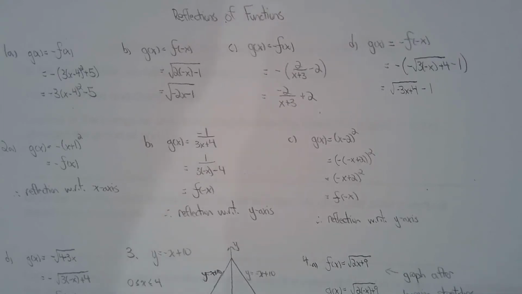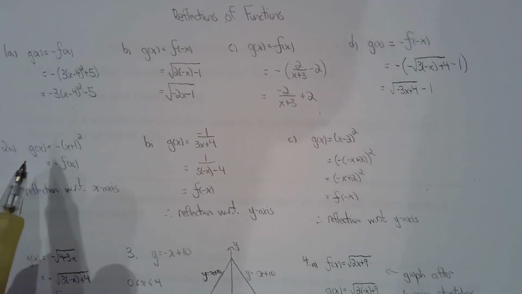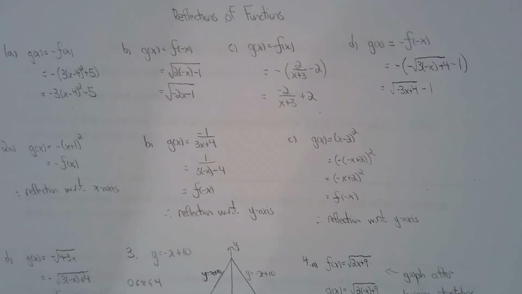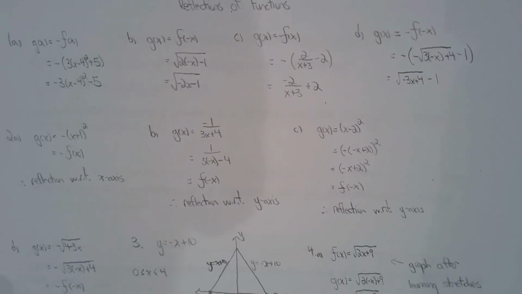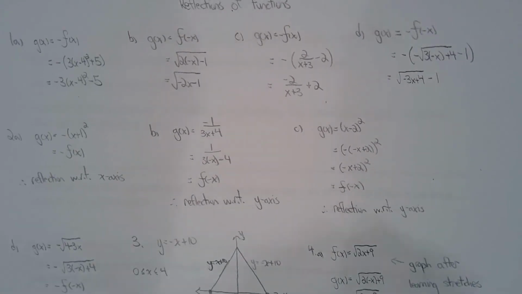For question 2, we're determining algebraically whether f of x and g of x are reflections of each other. So you just have to play around with the equations. For example, in 2a, I see that g of x is equal to negative f of x. So I know there's a reflection with respect to the x-axis.